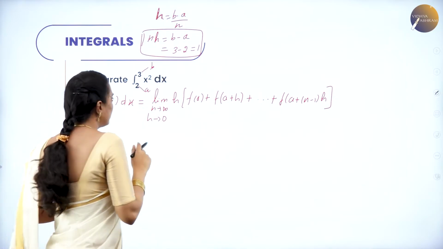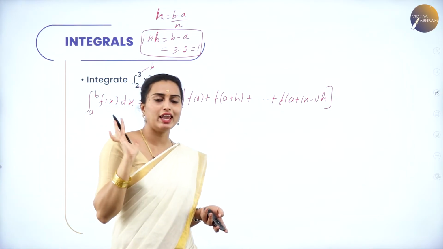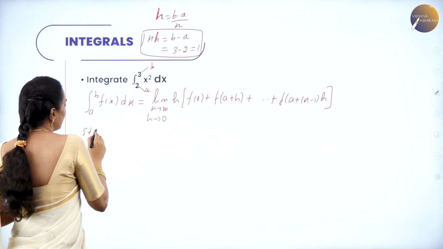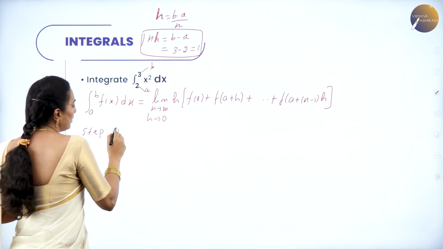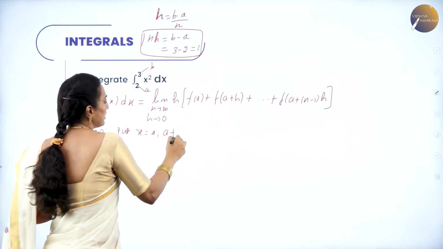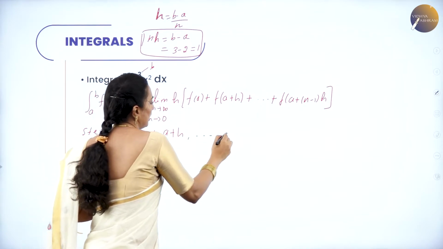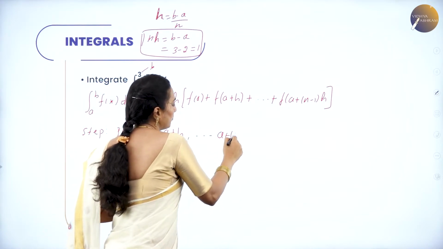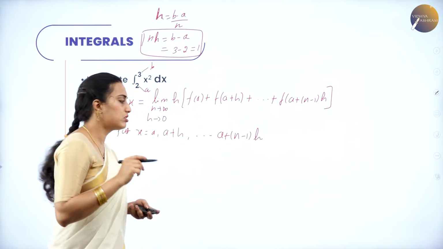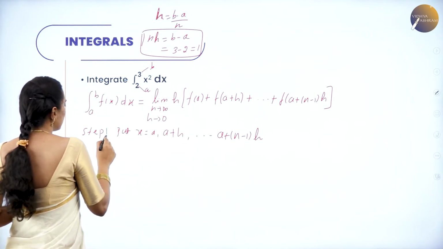First step is what? Substituting x is equal to a plus h, etc., a plus n minus 1 into h, right? So step 1, put x is equal to a, a plus h, a plus 2h, etc., a plus n minus 1 into h. Substituting those. Now step 2 is nothing but, this is step 1.